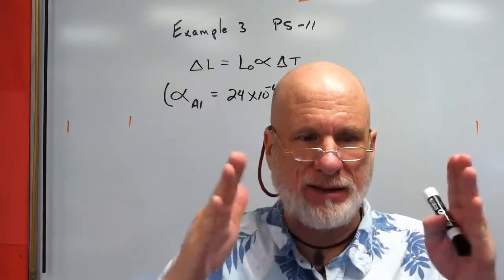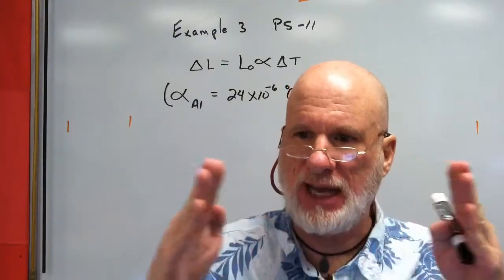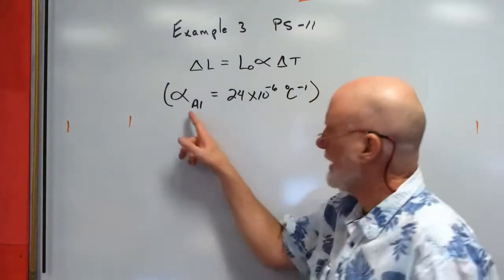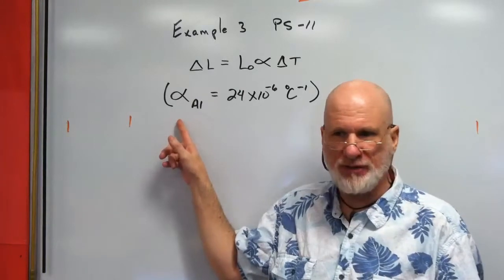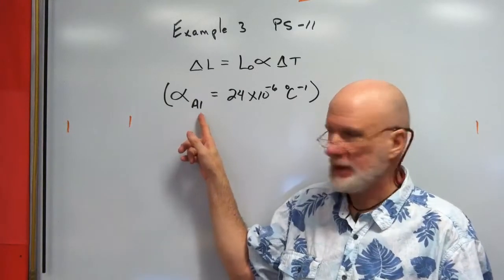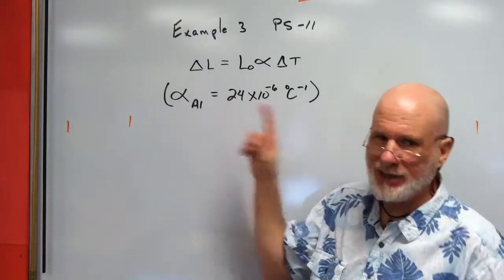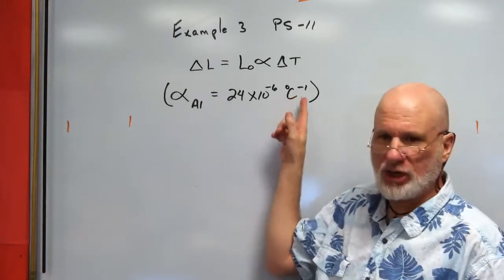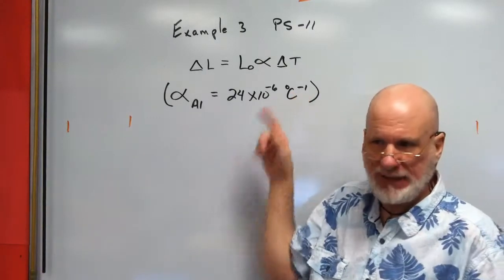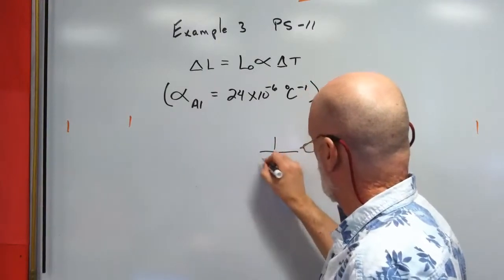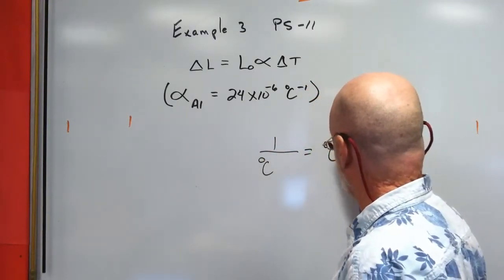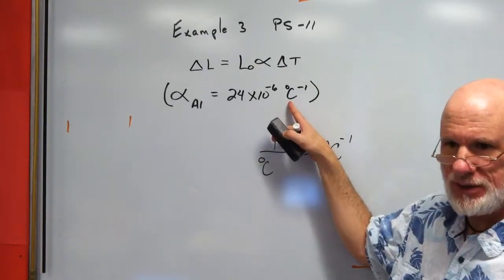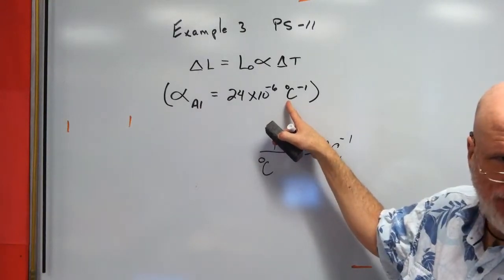For the length, the coefficient of expansion relative to length, not volume, but length, is alpha. So the coefficient of expansion of aluminum is going to be 24, not 2.4, 24 times 10 to the negative 6th per degree. That negative 1 up there means 1 over degree Celsius, the same as degree Celsius to the negative 1. Do you understand that? So that means per degree Celsius. Is everybody okay with that? Nika, you okay with that?